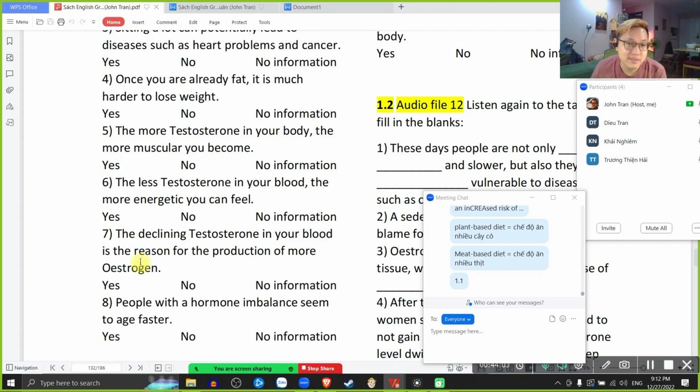Number five, the more testosterone in your body, the more muscular you become. Càng nhiều testosterone trong cơ thể thì các bạn càng trở nên có nhiều cơ bắp hơn.